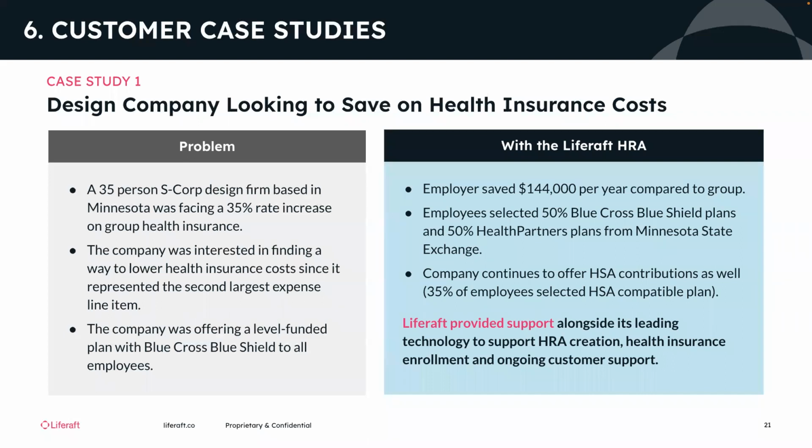And so we looked at and implemented a Liferaft ICHRA, individual coverage HRA. Now, Minnesota is a fantastic state, if any of you are based there, to really seriously consider an individual HRA or an ICHRA, given the difference in cost. But for this company that was offering a level funded Blue Cross plan, the group saved $144,000 a year. We were able to drive $144,000 a year of cost savings compared to their existing plan.